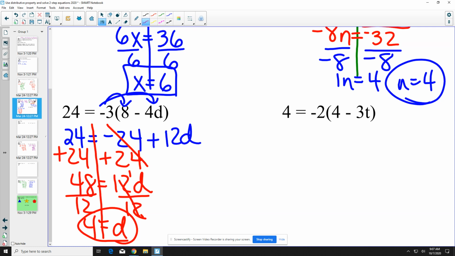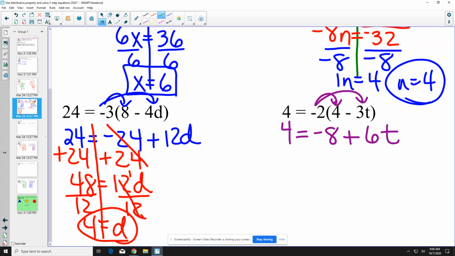All right, write down our last problem we're going to do together. Write 4 equals negative 2, and then in parentheses, 4 minus 3t. All right, we're going to do this together. So bring down your 4, bring down your equal sign. Now you're using the distributive property. First you take -2 times 4, which is -8. Then we take -2 times -3t. A negative times a negative is a positive 6t.